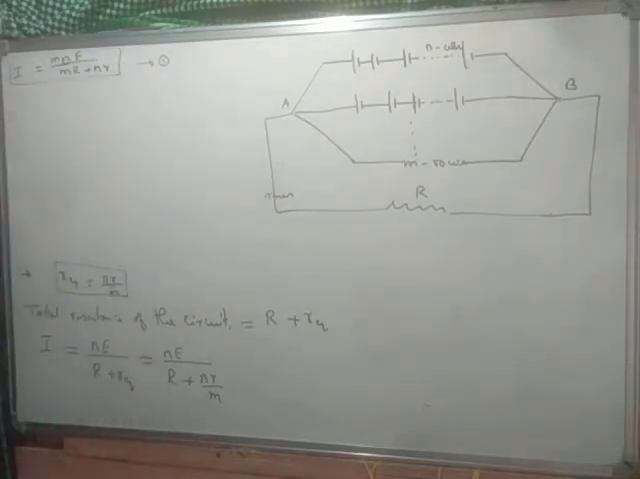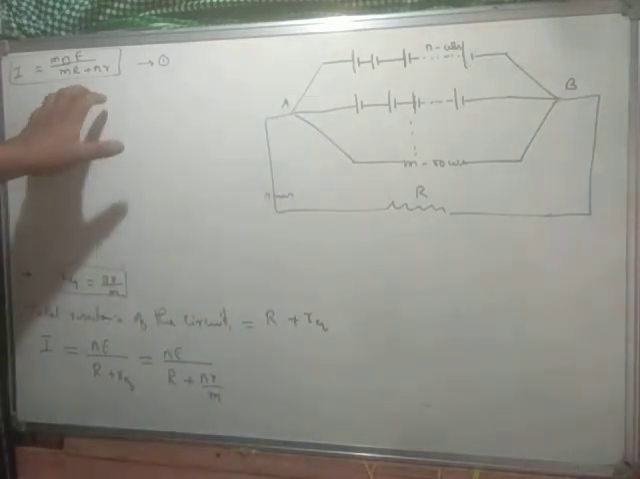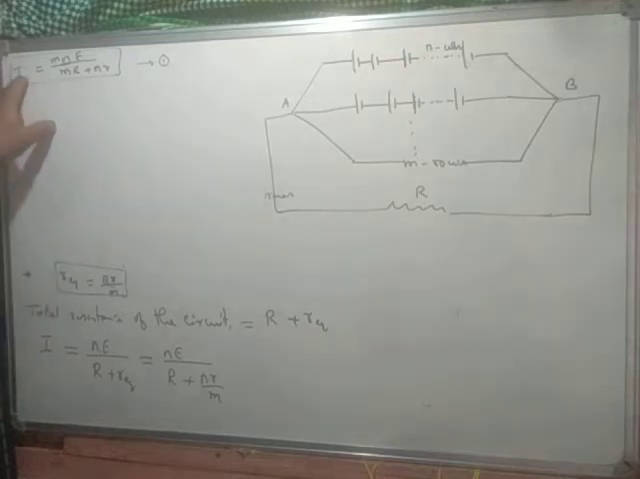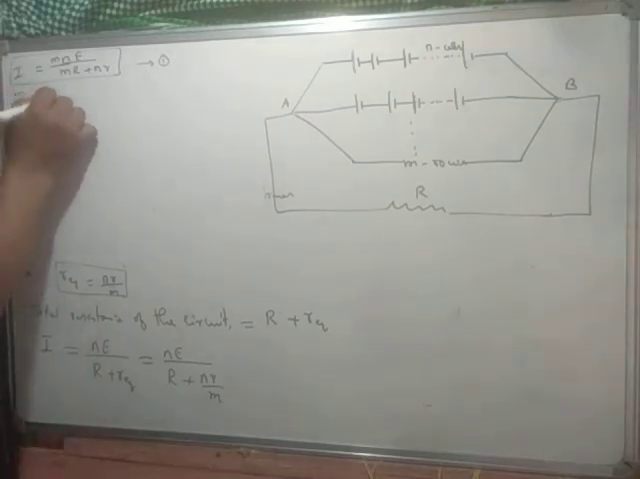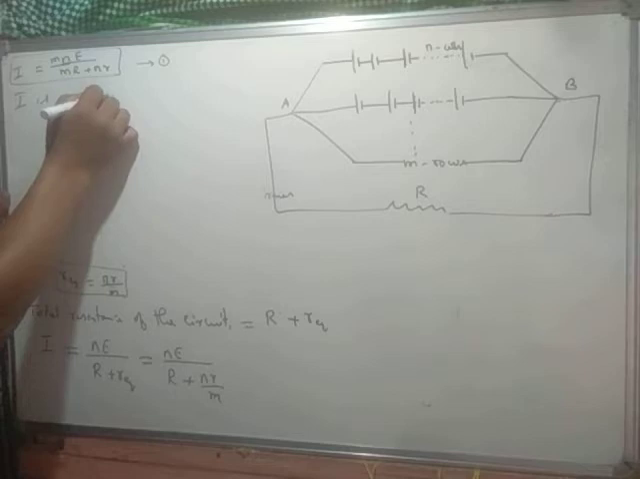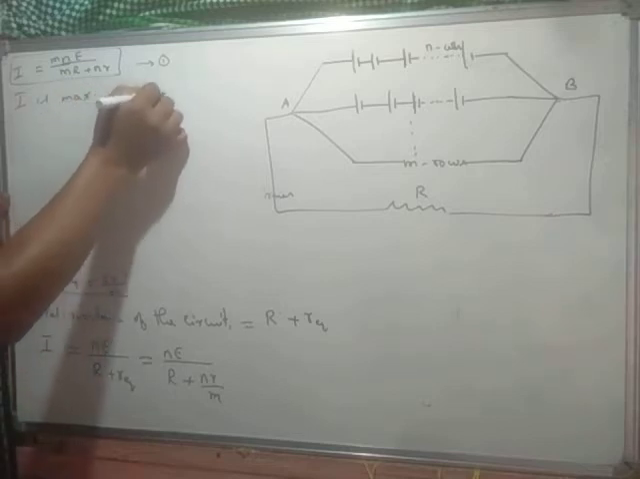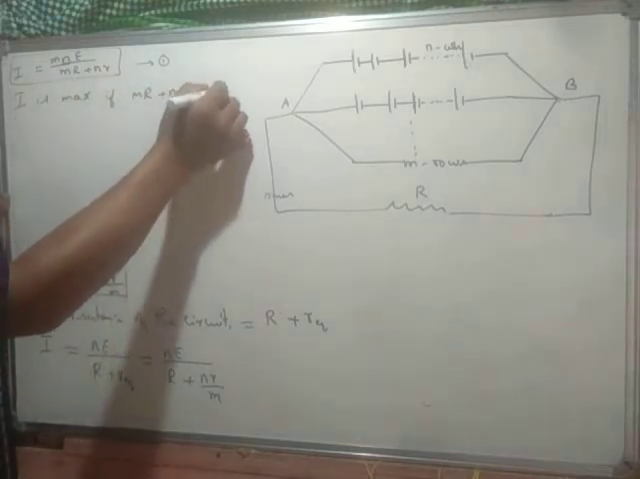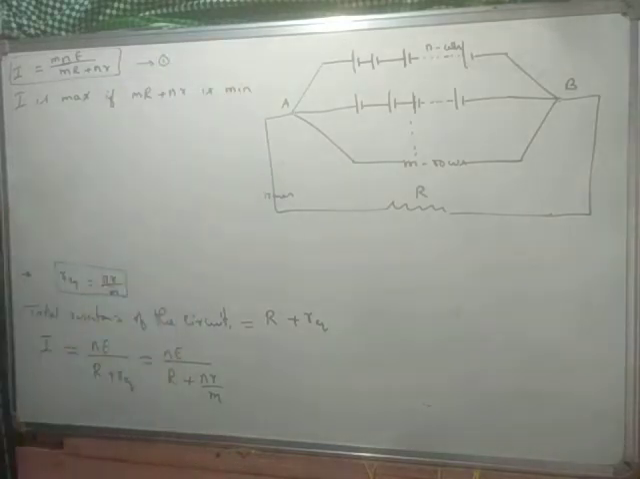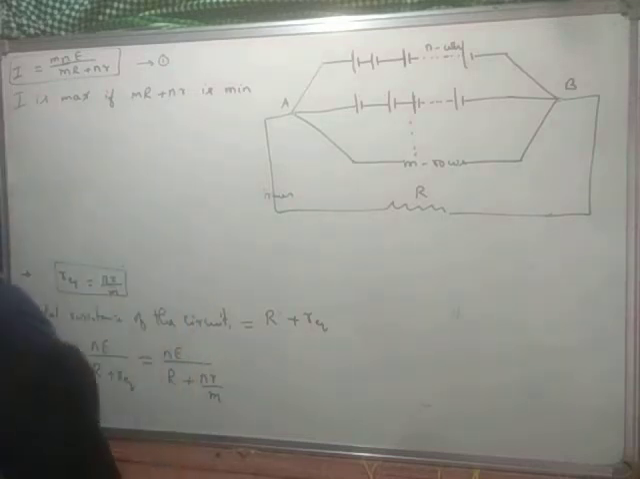Okay, so again, just like in case of series and parallel combination, I want to know what is the condition to get a maximum current to the external resistance. So looking at this equation 1, this current I will be maximum if this denominator is minimum. That means I is maximum if MR plus NR is minimum. So MR plus NR is minimum.